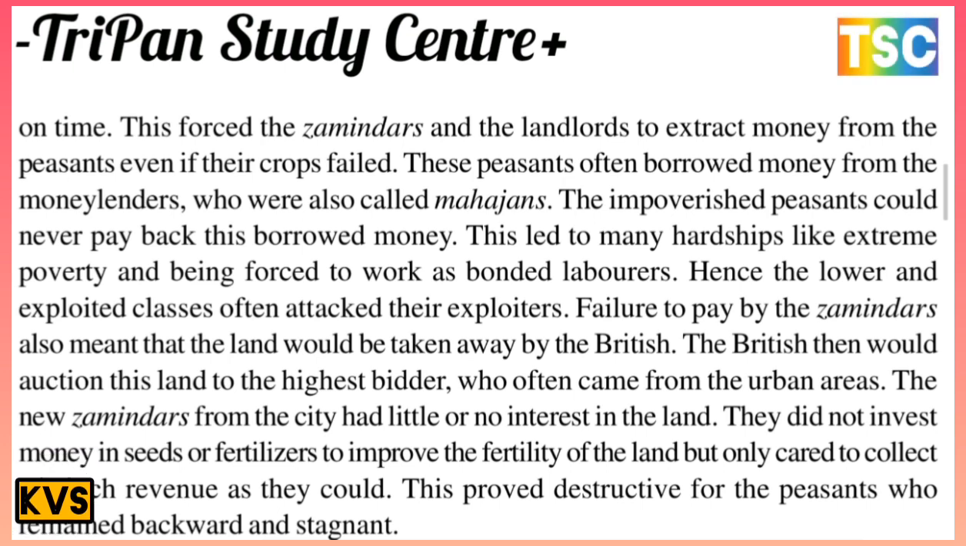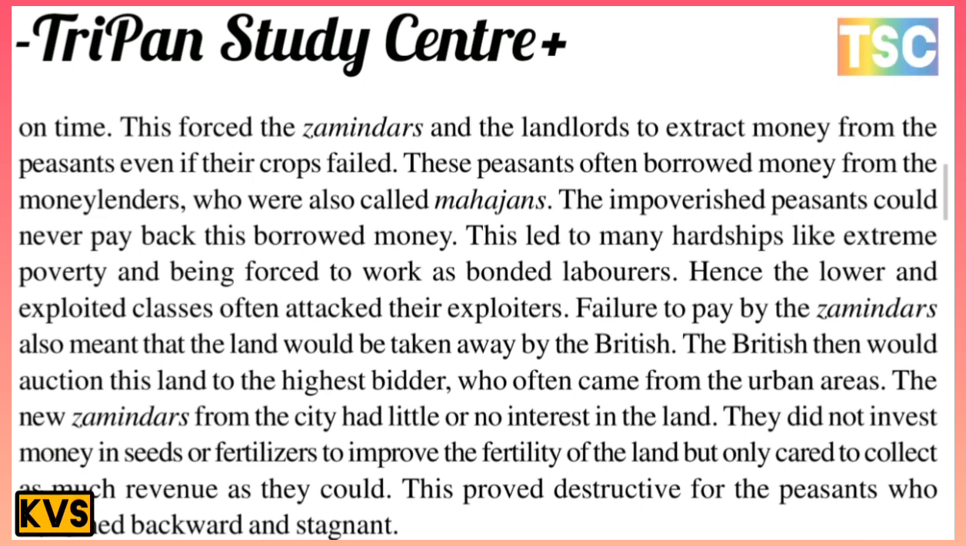The peasants, even if their crops failed, often borrowed money from moneylenders who were also called Mahajans. The impoverished peasants could never pay back this borrowed money, and this led to more hardship and deepened their poverty, and they were forced to work as bonded laborers. Hence, the exploited classes often attacked their exploiters. Failure to pay by the zamindar also meant that the land would be taken away by the British.